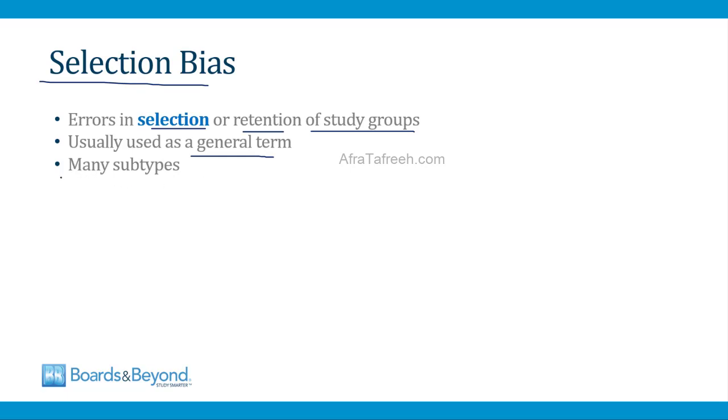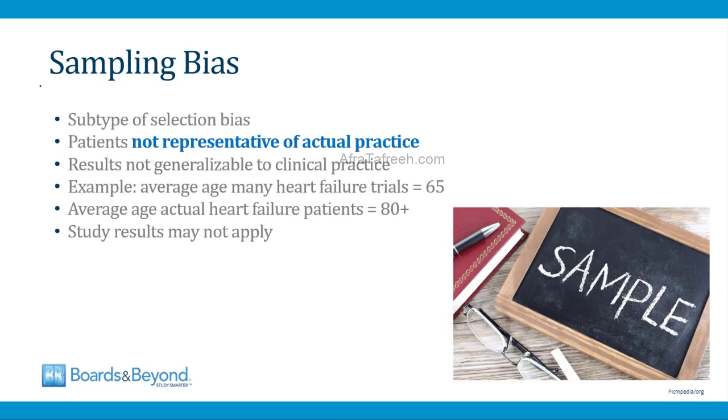And there are many different subtypes of selection bias, and I'll go through some of the important ones in the next few slides. We'll start by talking about sampling bias, which is a subtype of selection bias. And this refers to a study in which the patients are not representative of actual practice. So there's been a bias in the patients that you sampled, and when you try to apply the findings of your study to the general population, it can't be applied because the patients in your study don't match the general population.